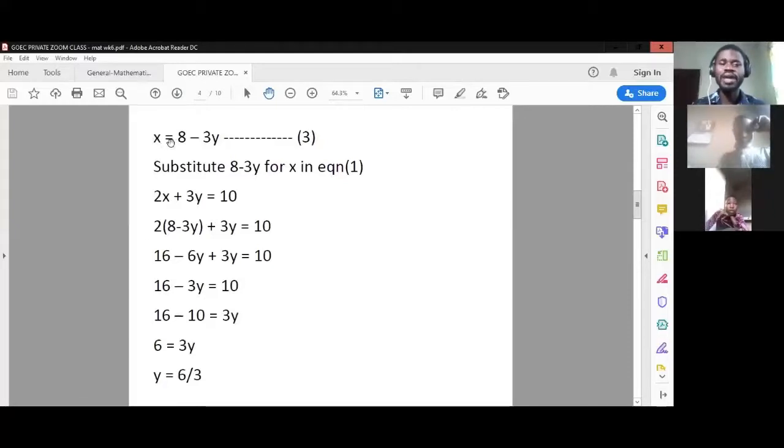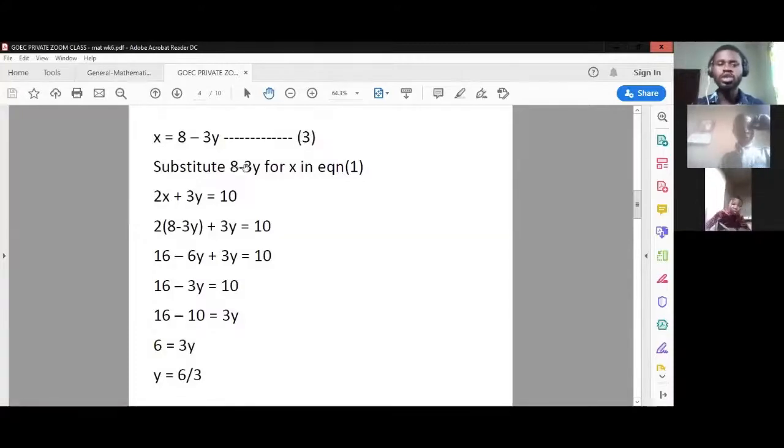So when you have x equals 8 minus 3y, we now call that equation 3. We label it as equation 3 because that is where x is now standing alone. x is now the subject of the formula.